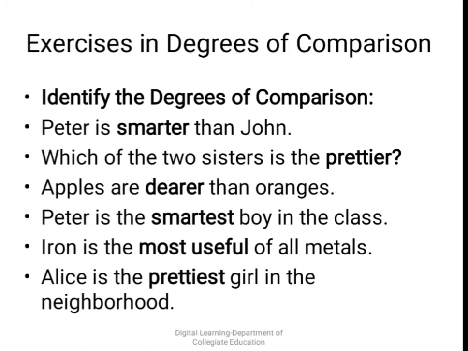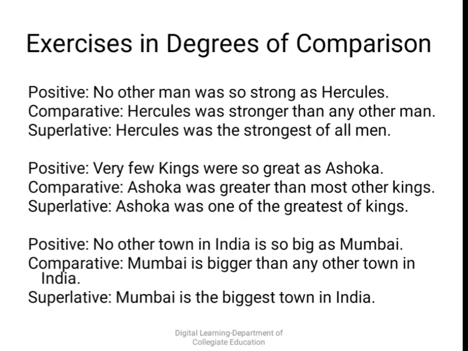Peter is the smartest boy in the class. So this is superlative degree. Iron is the most useful of all metals. Superlative. Alice is the prettiest girl in the neighborhood. Right? Again superlative. Look into other exercises. No other man was so strong as Hercules. Positive.